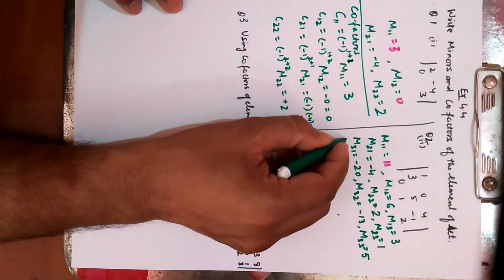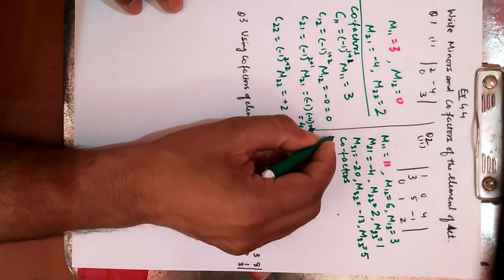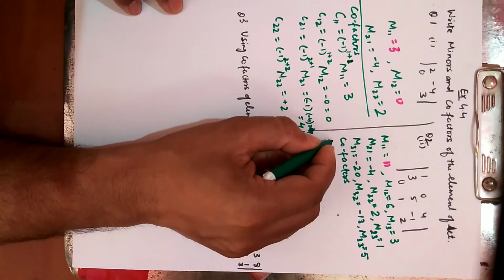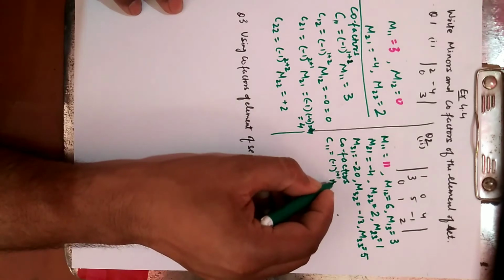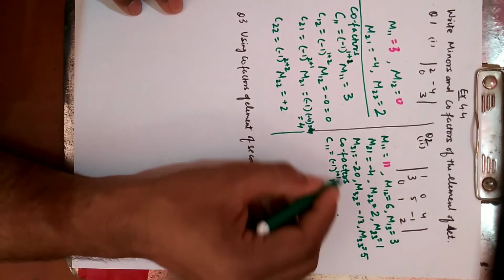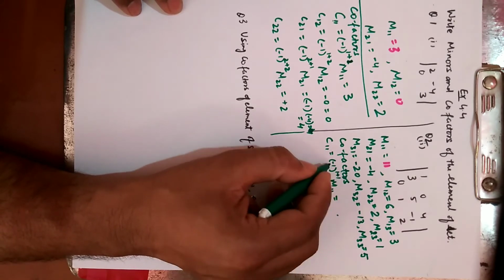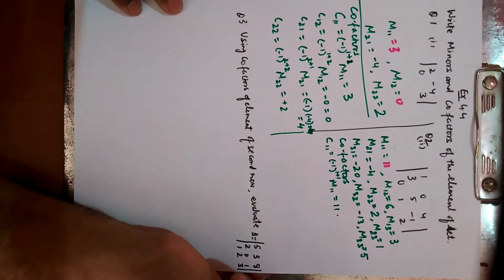Now cofactors. We'll write the first few in the formula. After this you may write directly. So C11 is minus 1 to the power 1 plus 1, and M11. So you can see this minus 1 is to the power, this is even, so it becomes plus. So M11 is 11, so the answer of this cofactor is also 11.